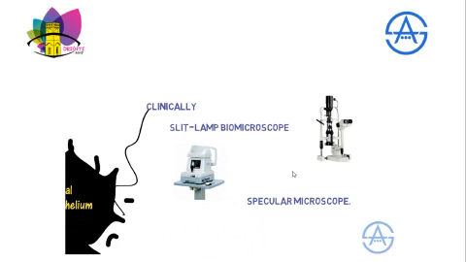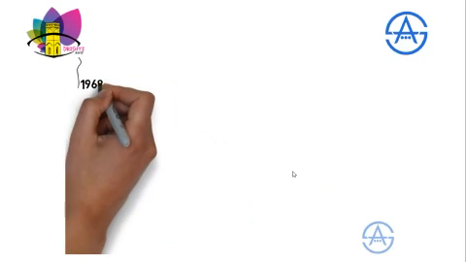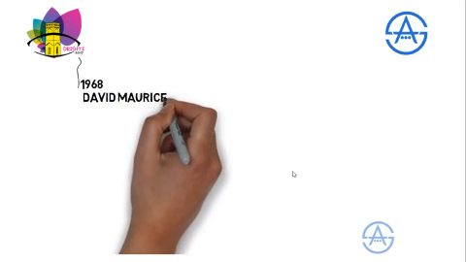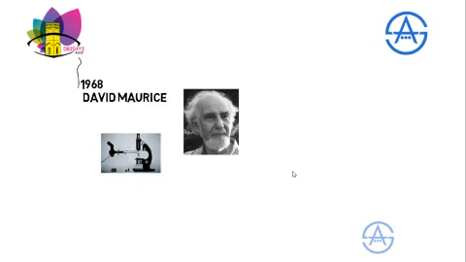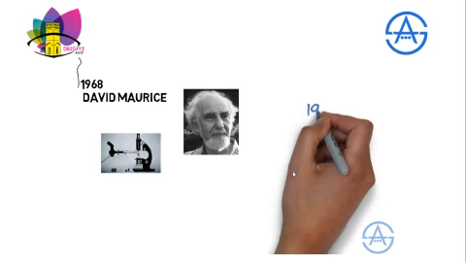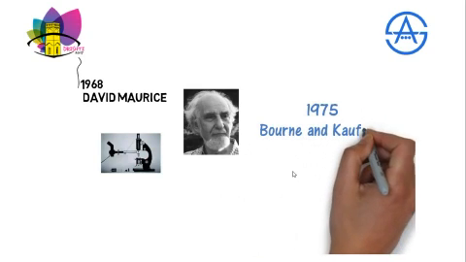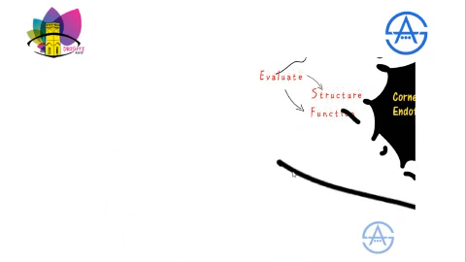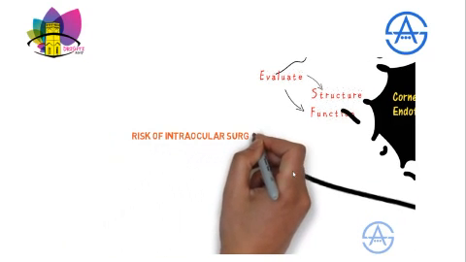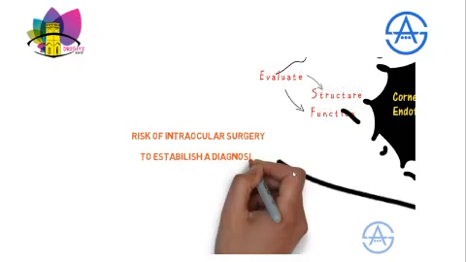So all this actually started in 1968 by David Morris, when he designed the first specular microscope, and this is how it looked. Yes, it was quite big and enormous, but that was a great concept. And it was finally in 1975 when Born and Kaufman designed the specular microscope as we see it today. It helps us to assess the risk of intraocular surgery, to establish a diagnosis, and to decide on treatment.